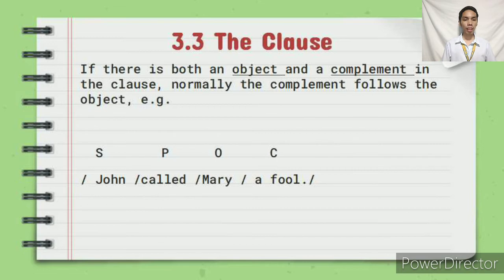If there is both an object and a complement in the clause, normally the complement follows the object. Okay, so the complement will go after the object. For example, John called Mary a fool. Okay, so our object here is Mary and our complement is a fool. And so we could see here that a fool came just after Mary, which is the object.